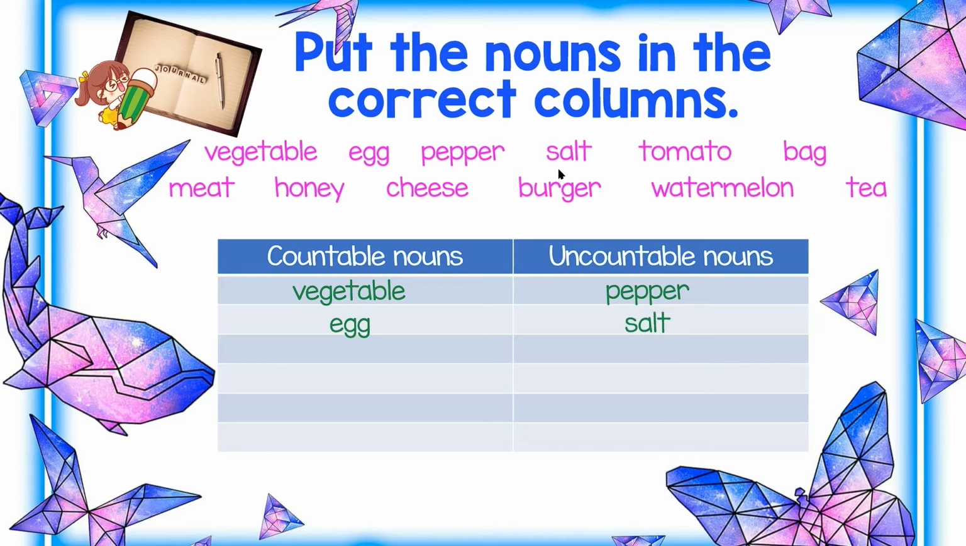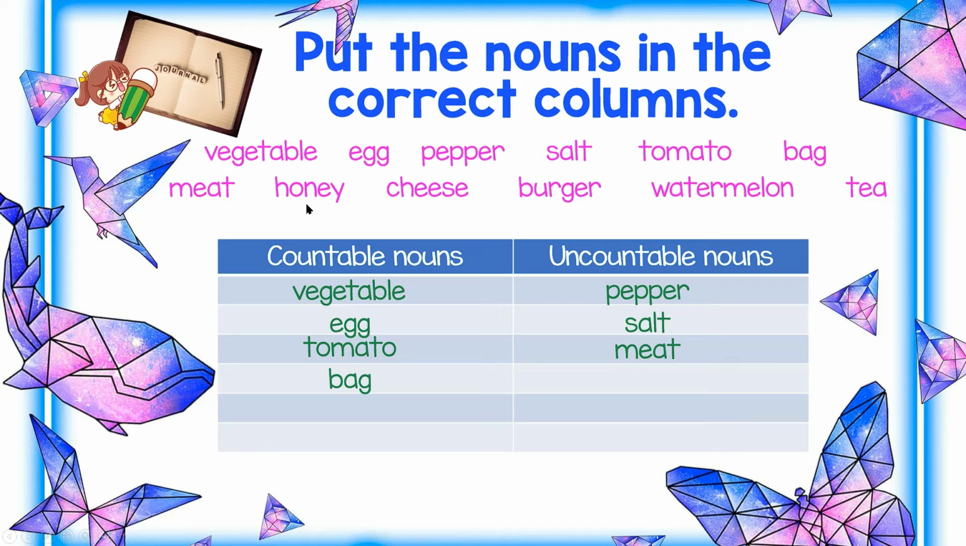Salt is uncountable. What about tomato? Is it countable or uncountable? Yes, this is very easy. Tomato is countable. What about bag? Bag is also countable. What about meat? I have mentioned earlier, meat is uncountable.